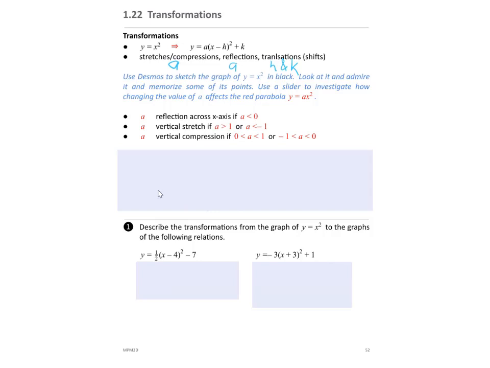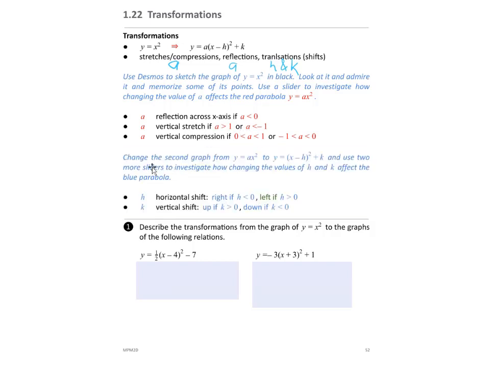The next step we're going to look at, because we've already checked the reflection, good. We checked a vertical stretch, we noticed those. We noticed a vertical compression, we noticed those. Now we're going to take a look at H and K. So we're going to create another graph. I've already created it, so I'll just tab over and demonstrate that.